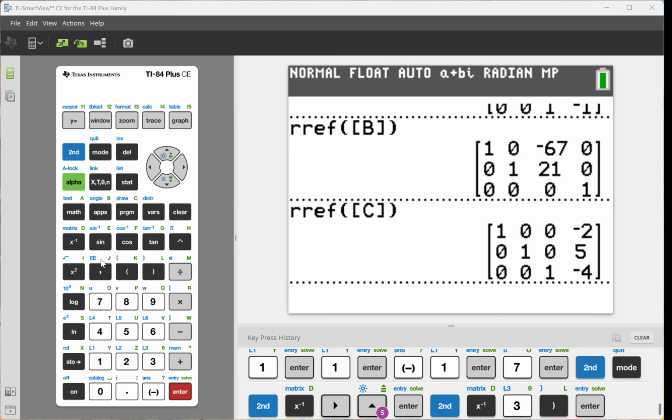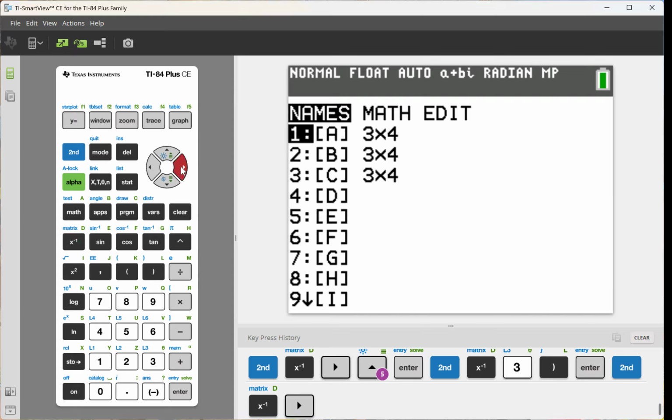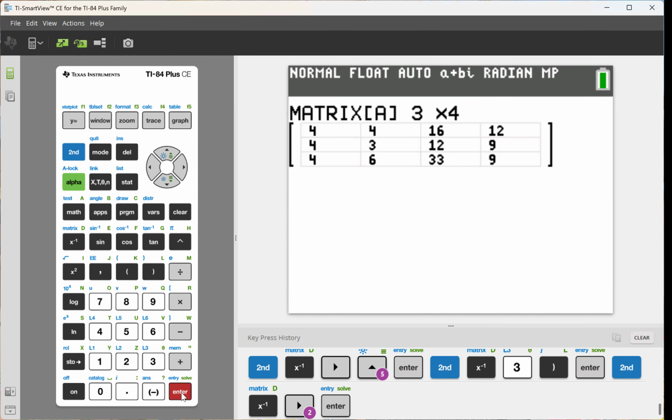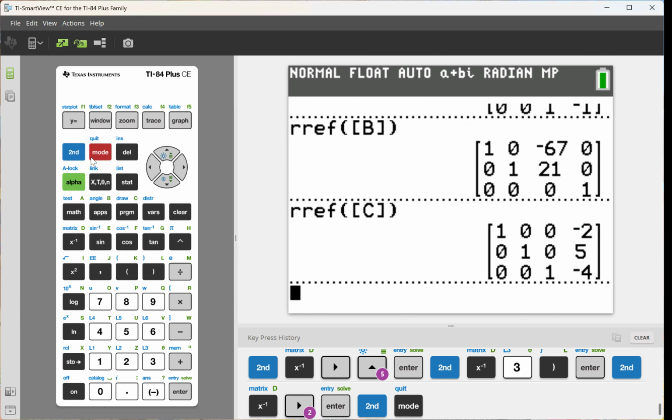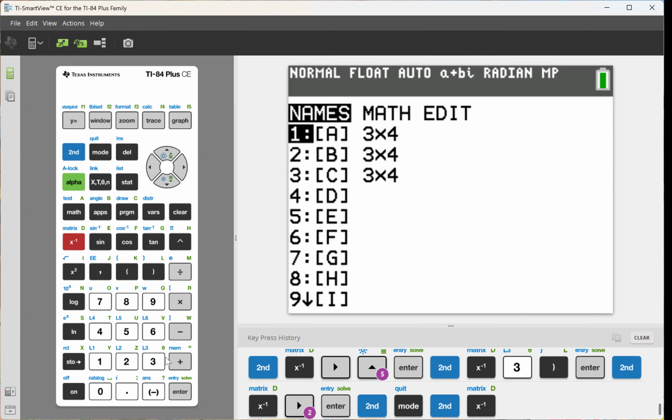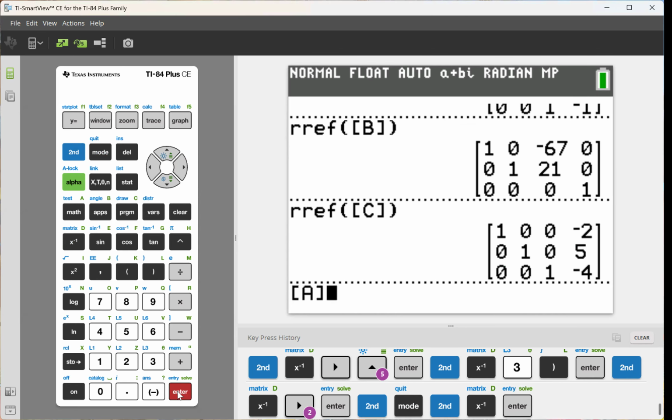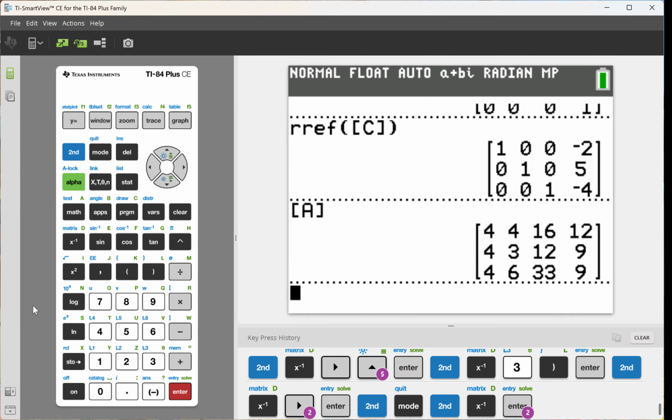If I don't delete a matrix and replace it, that helps me a whole lot by checking my work later, because I can always recall a matrix. For example, if I want to know what A looks like, I could go to my matrix menu and then edit A so that I can see what it looks like. I can also just go into my home screen and recall A. Just go to the names, hit A, hit enter, and it'll tell me what matrix A is. So I don't really want to delete those until I'm completely done with my exam.